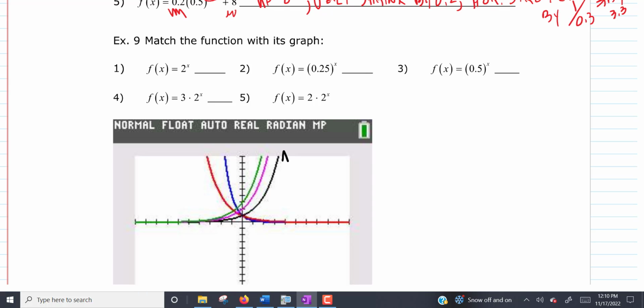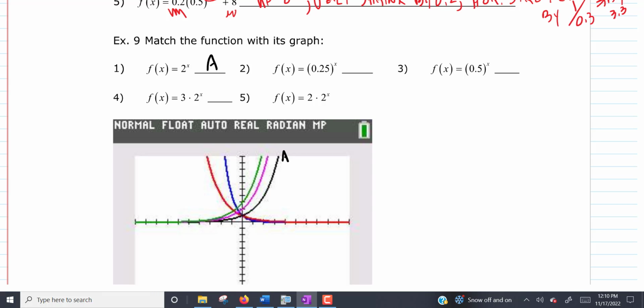You might not be able to see my colors. Can you guys see colors on this at all? Sort of. Okay. All right. Well, that's what 2 to the x is. That's the basic one. Okay. That's an exponential growth function. That's the one everything is going to be changed with.